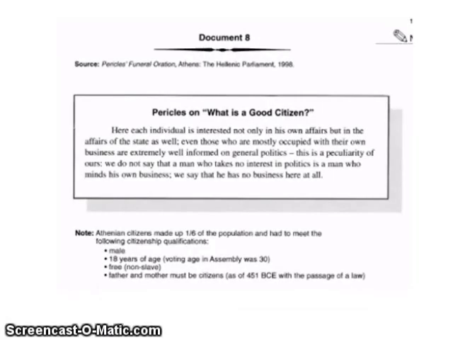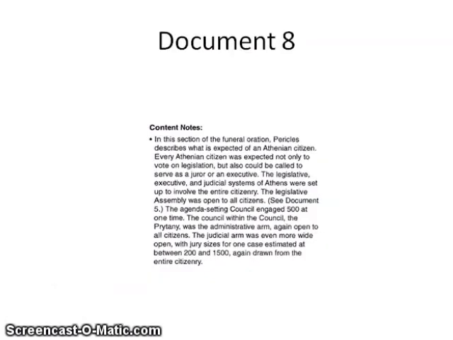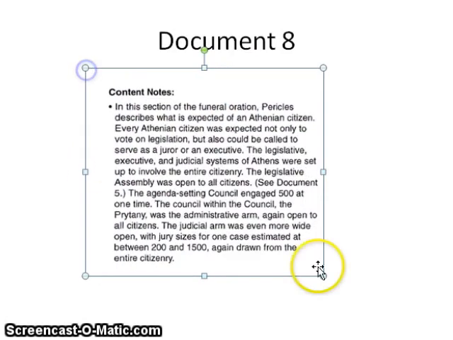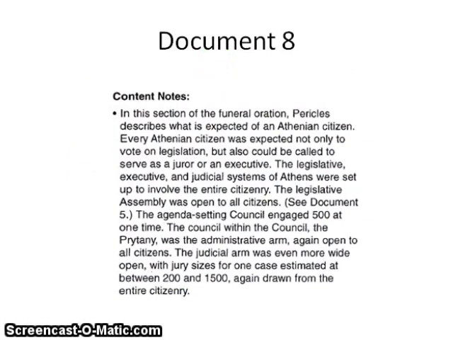Document 8, Pericles talking about what a good citizen is, and this might be a category where instead of being in the Persian chart, you might have made one about citizenship or citizenry or the makeup of the citizen, something like that. And maybe you included the population counts in that. You might include this document, but again, the categories are entirely up to you. Now, document 8, content notes.